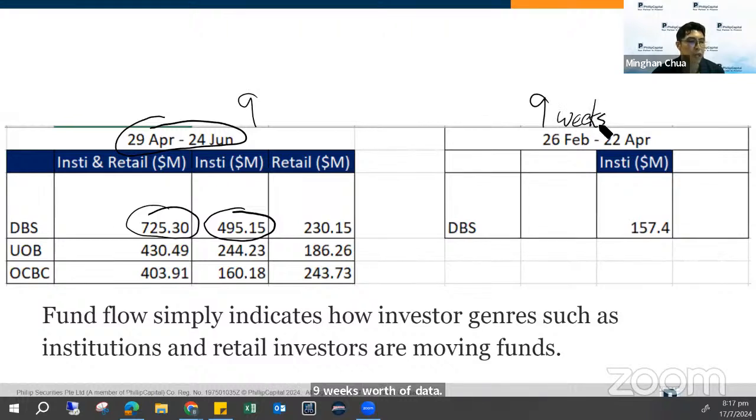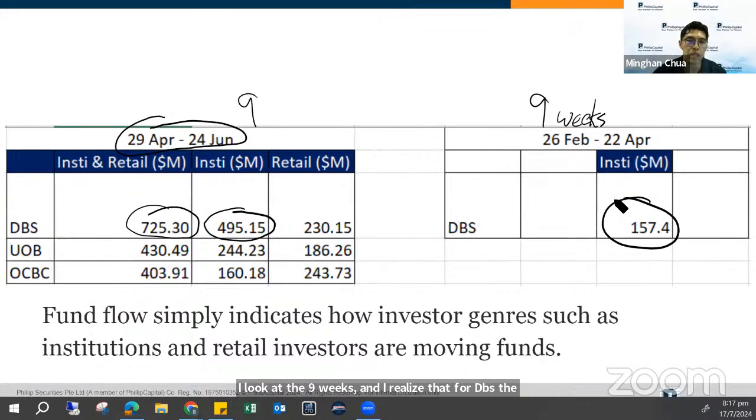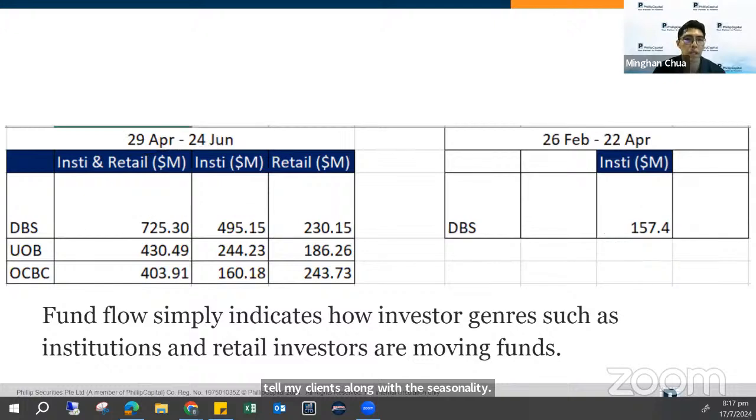So prior to April, I looked at the 9 weeks and I realized that for DBS, the net buy was only 157. And yet the following 9 weeks, it was 3 times more. So this got my radar up. It entered my radar. I was alert. I thought I should tell my clients along with the seasonality. These are the two important points that got me thinking that the bullishness may come. But to be honest, I didn't expect it to be so bullish.